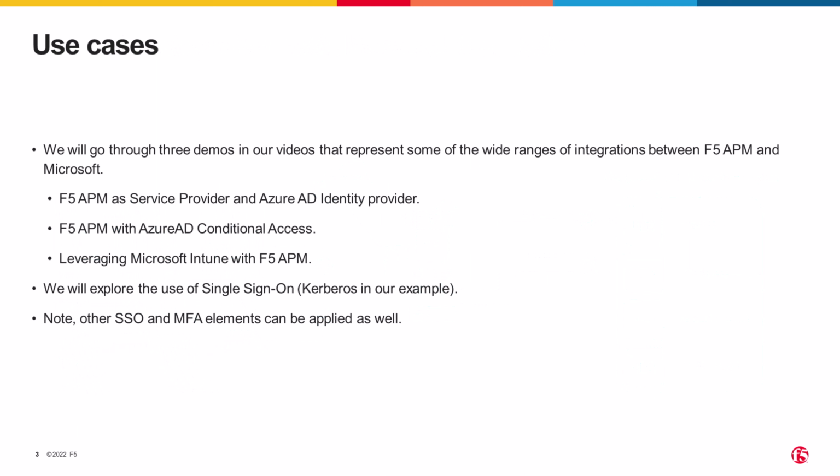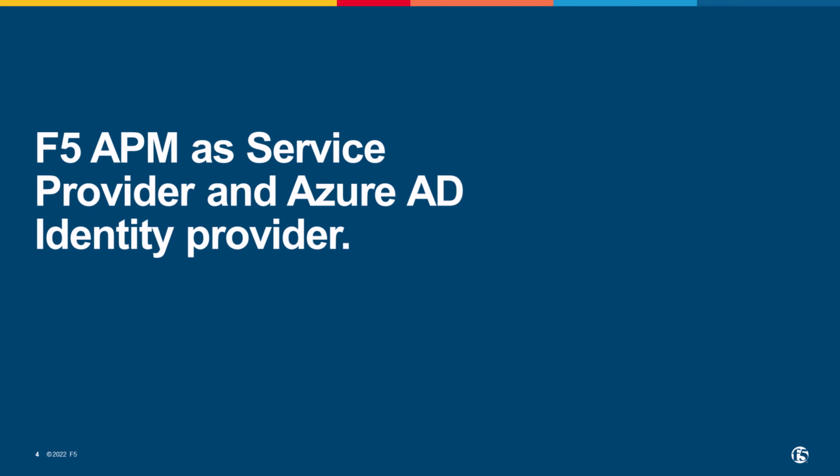In today's video, we will go through three main examples. F5 APM as a service provider, where Azure AD is an identity provider. The second one will be F5 APM with Azure AD conditional access. The third one will be leveraging Microsoft Intune with F5 APM. We'll explore the use of single sign-on as well. In our case, we will use Kerberos for today's video. So stay tuned.